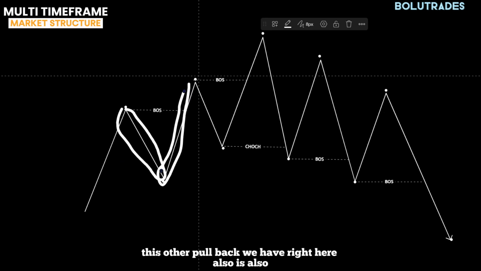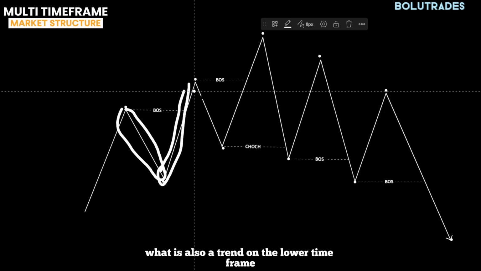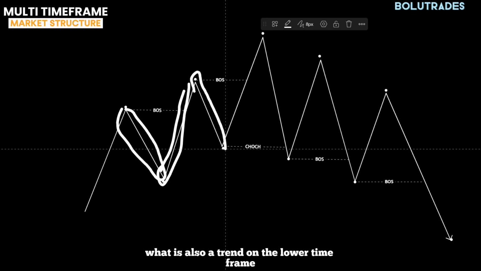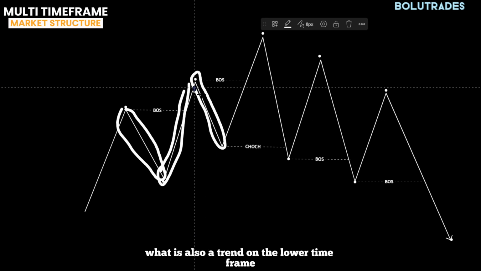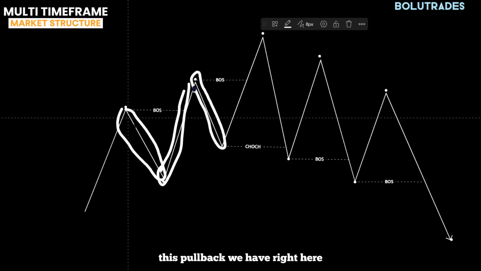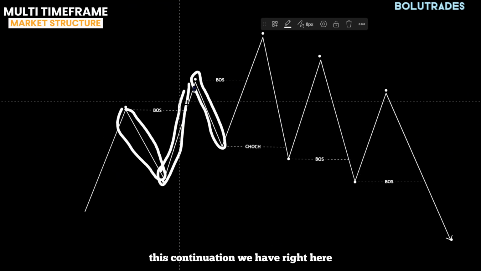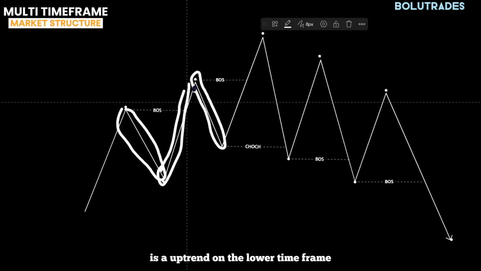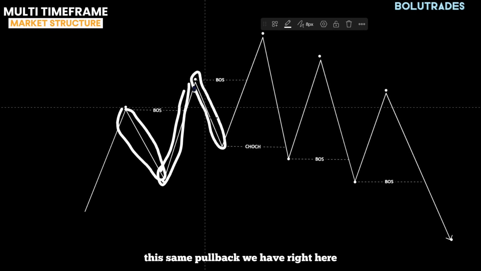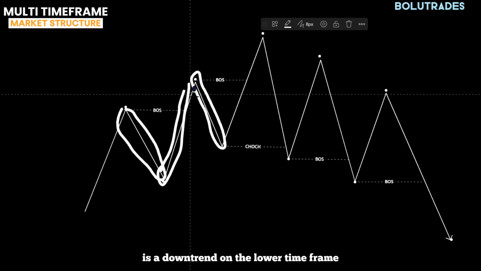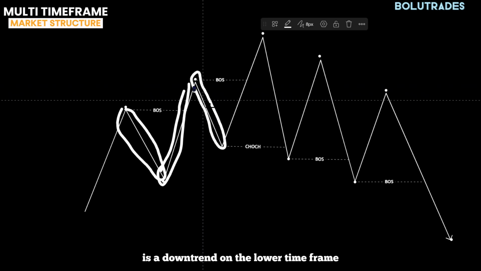This other pullback we have right here is also a trend on the lower time frame. That is here, right here. This pullback we have to the downside is a downtrend on the lower time frame. This continuation we have right here is an uptrend on the lower time frame. This same pullback we have right here is a downtrend on the lower time frame.